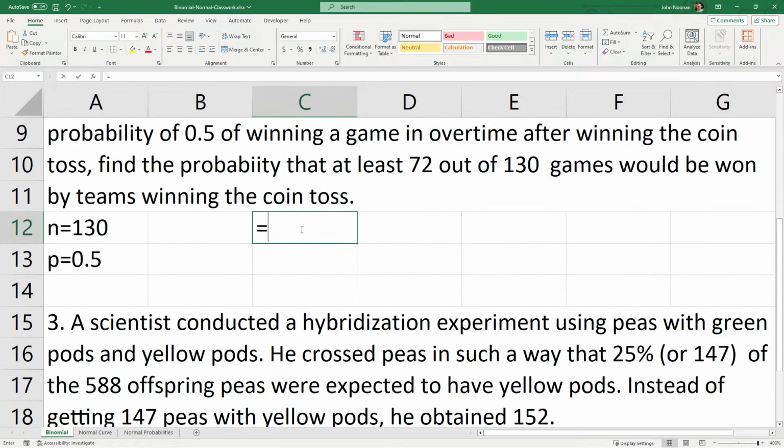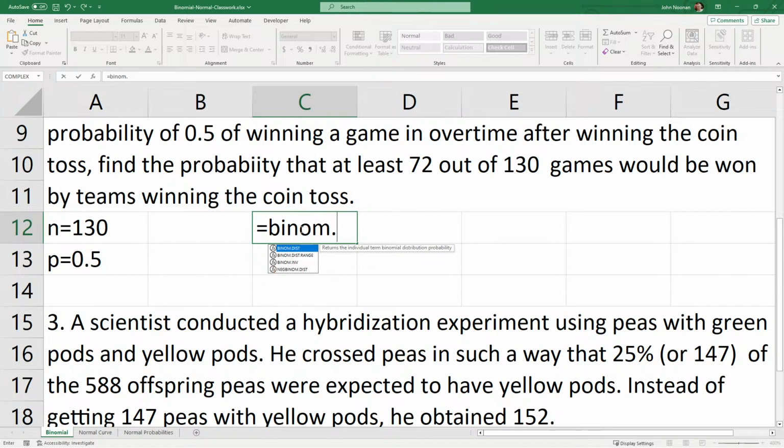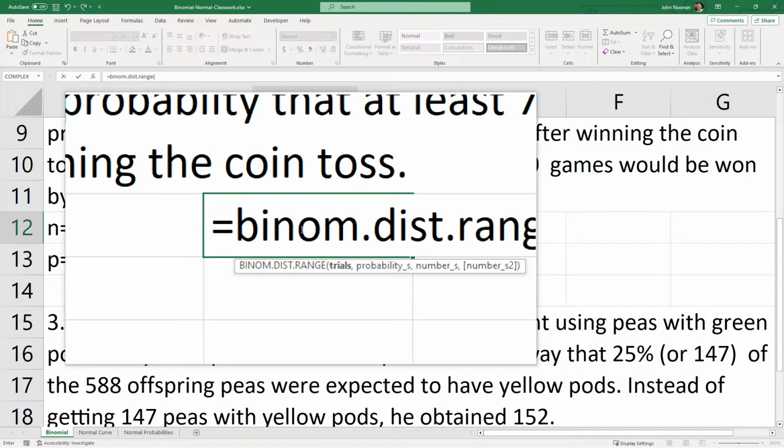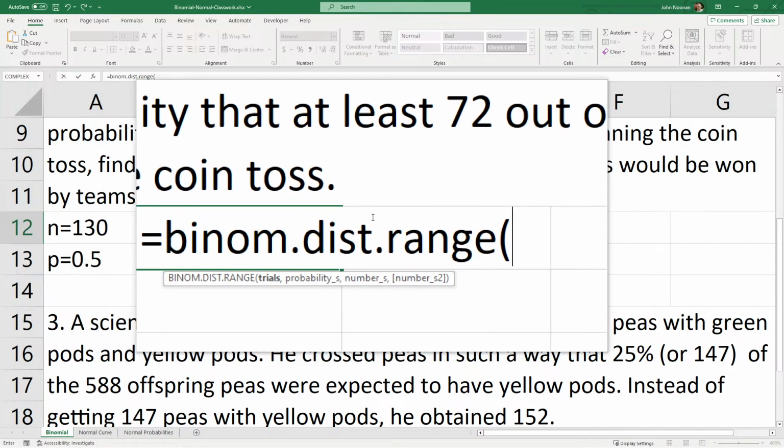Now let's just go ahead, crank this in. This is binom.dist.range of... let's see, I can see sort of, but I can't because I am old. So let's see if I can make this bigger. Yes, I can make it bigger. That's better. It says trials.